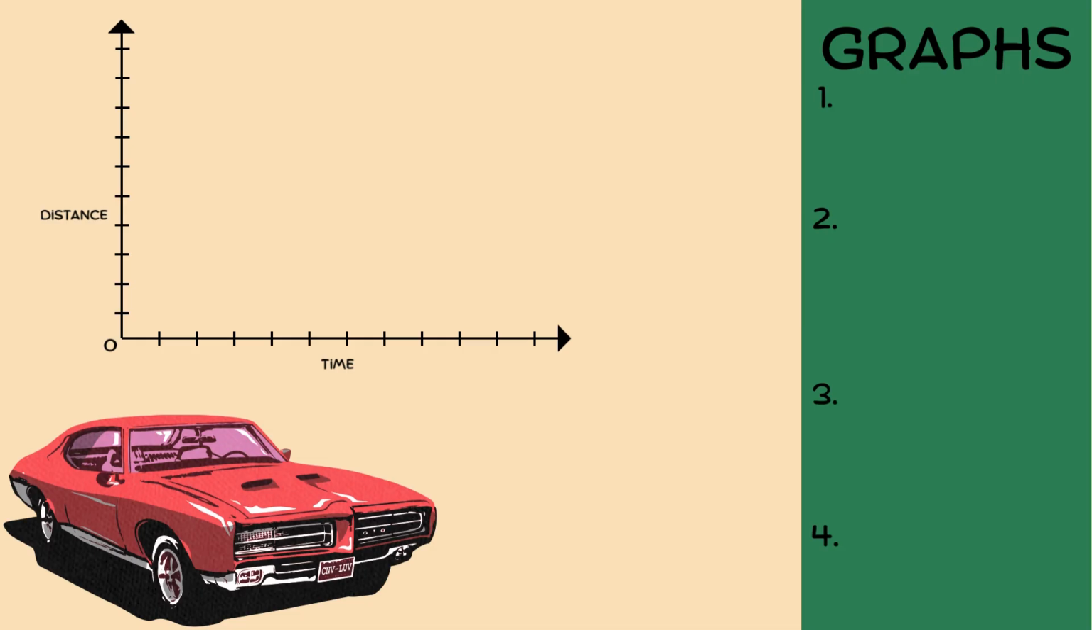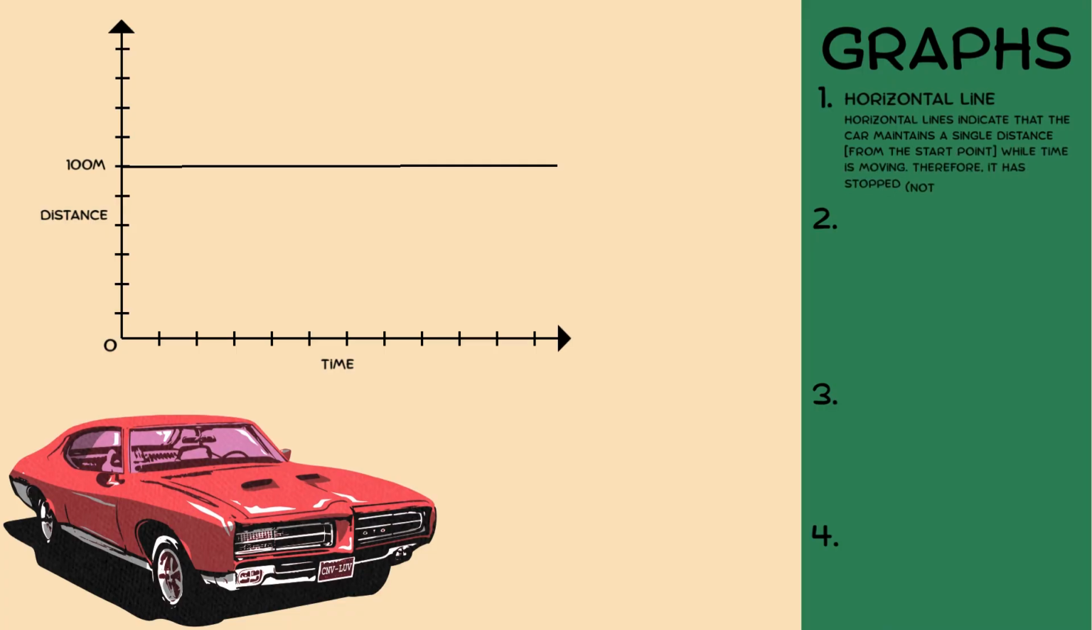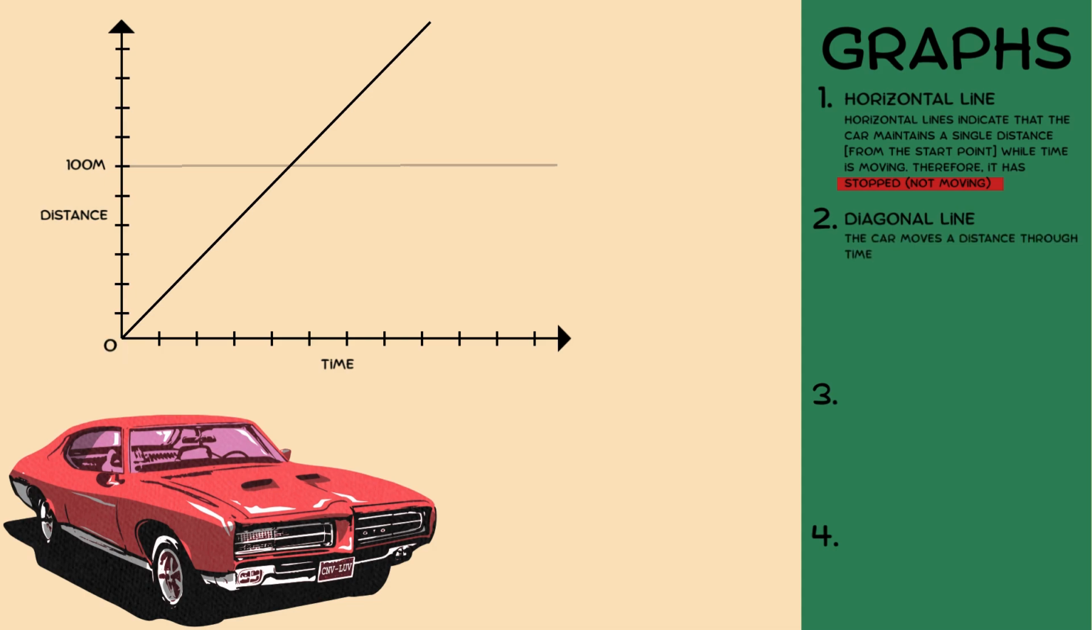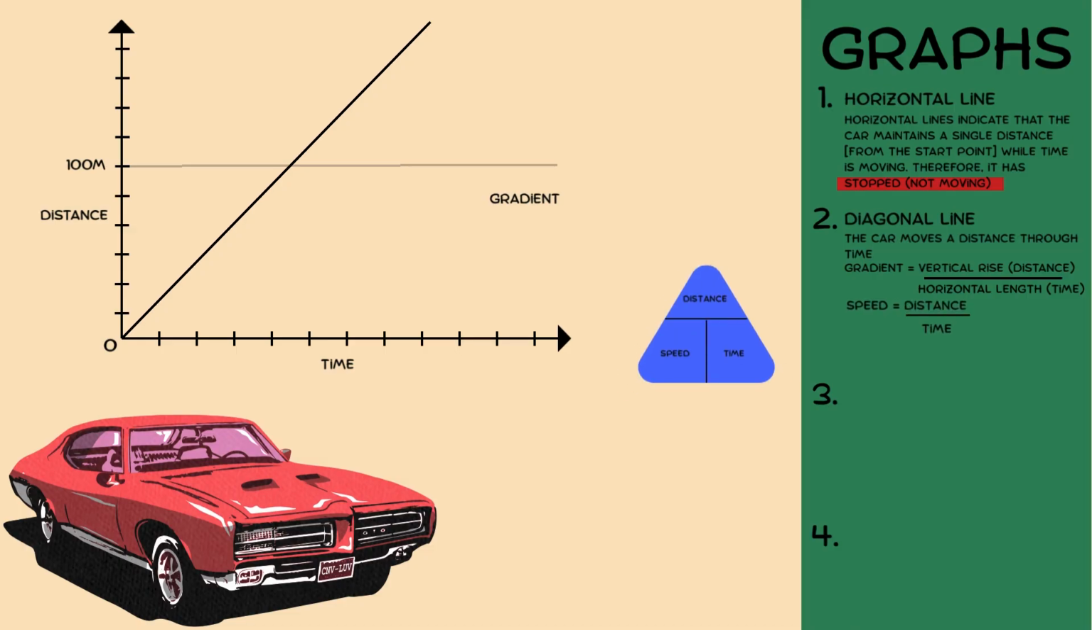important concepts. Firstly, if the line is horizontal at a specific distance, then the car keeps the same distance over time. This means that the car is either not moving or has stopped. Secondly, a diagonal line, starting from 0, illustrates that the car is moving through time over a specific distance. What we realize is that the gradient of this graph, which is the line's vertical rise divided by its horizontal scale, is distance over time, which is the formula for speed using the DST triangle.